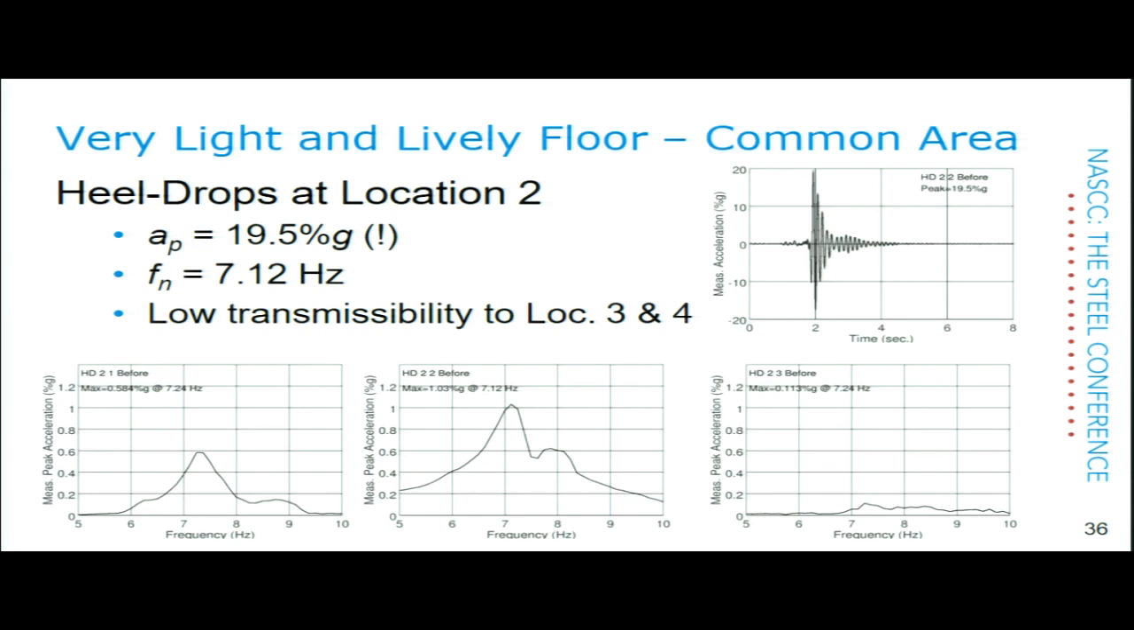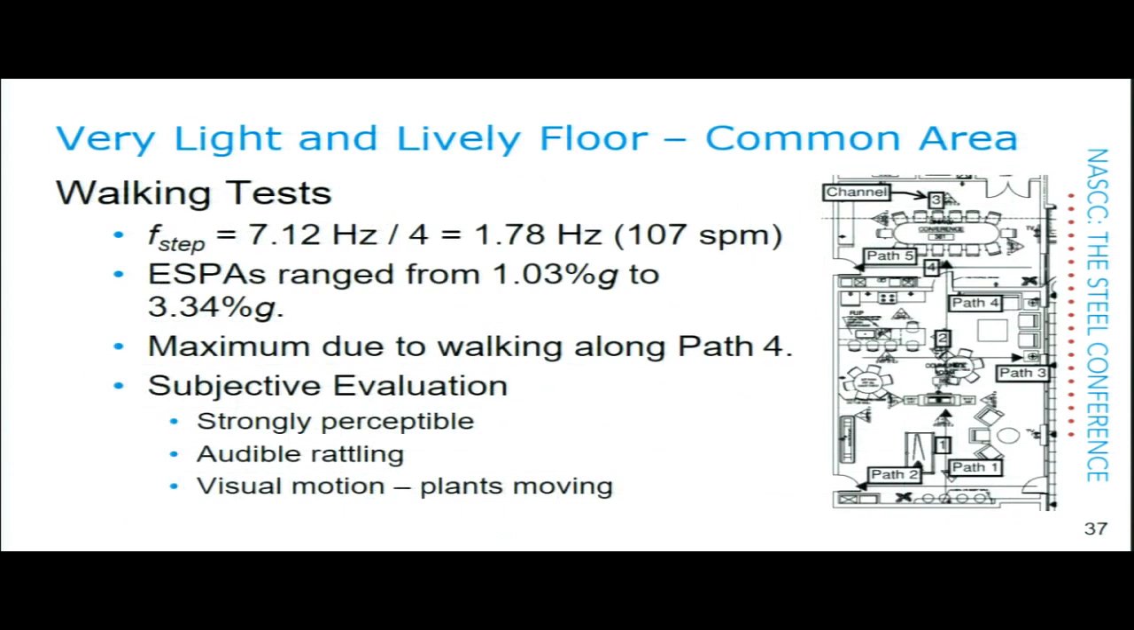Okay, so we have 7.12 hertz, which is not super low, but if I have this low of a mass, I need a really high frequency for it to work, and that's not very high. Now, walking tests: we're going to walk at the 4th subharmonic of the natural frequency, because you can't walk fast enough to hit it with the third subharmonic. So that's 107 steps per minute, and our ESPAs range from 1.03% g to over 3% g. The limit for this area is about 0.5% g, so it's just way, way off.